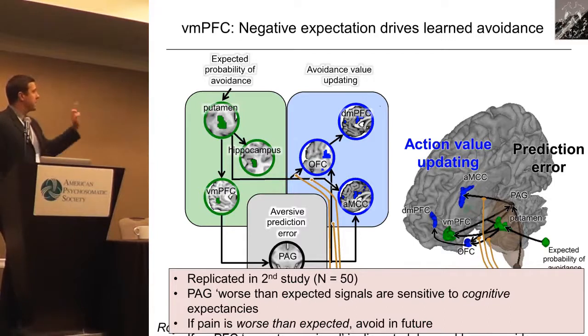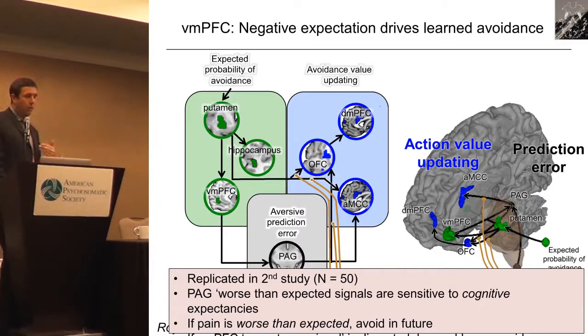When you expect to be able to avoid something, you expect it to not be so bad, you have activity in the green circuits there. So there's parts of the striatum, parts of the hippocampus, and the VMPFC. That feeds into the PAG. It's compared with what's coming in through that rubrospinal pathway that I talked about before, right? Maybe direct input, it's possible. And then there's an error that's generated.